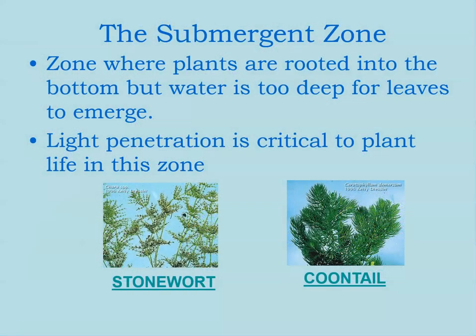Then you've got the submergent zone, where you got things like stoneworts and coontails, and Elodea would be an example of this. It's not really that prevalent in our area, it's not native. But the plants are rooted into the bottom. Water's too deep for leaves to emerge. So it's important that you have good light penetration into the water, because if you don't get it deep enough, you won't have plants growing at deeper depths in any of these submergent zones.